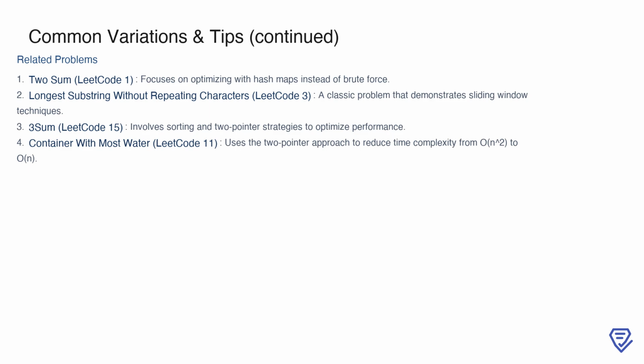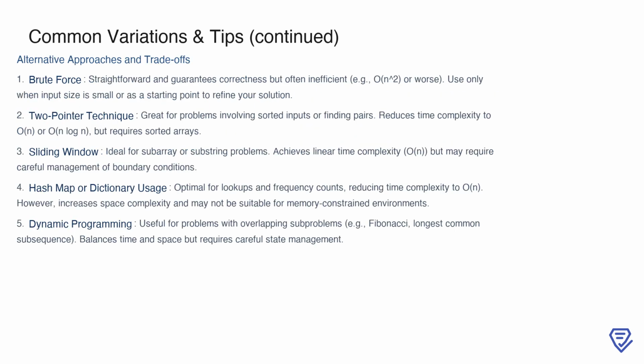techniques effectively. When solving problems, it's also important to evaluate alternative approaches and their trade-offs. Brute force is a straightforward method that guarantees correctness, but it's often inefficient, with time complexities like O(n²) or worse. It's best used for small inputs or as a starting point to refine your solution. The two-pointer technique is particularly effective for problems involving sorted inputs or pair-finding tasks, reducing time complexity to O(n) or O(n log n). Sliding window techniques are ideal for subarray or substring problems, offering linear time complexity, though you need to carefully handle boundary conditions.